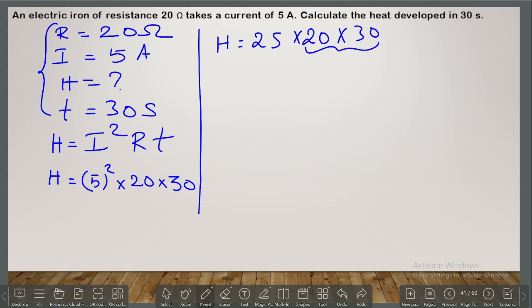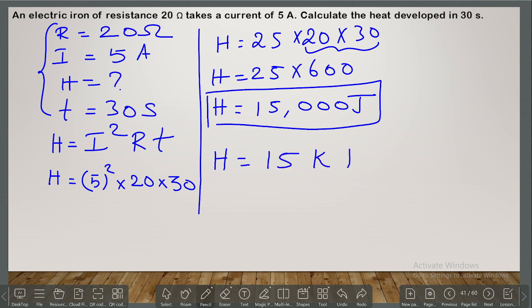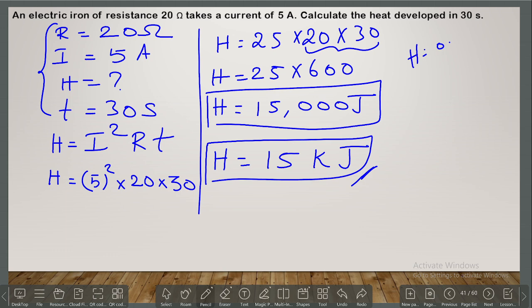Multiply these two numbers again. H is equal to 25 into 600. So the final answer is going to be 15,000 joule. If I express the same thing in kilojoule, I can write it as H is equal to 15 kilojoule. This one we can't express conveniently in megajoule. Suppose if you do express this one, I can write it as H is equal to 0.015 megajoule.